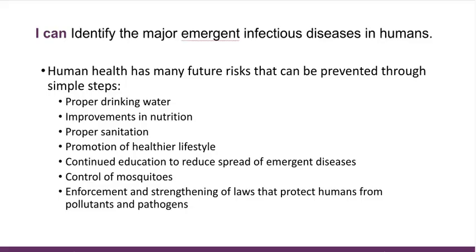Improvements in nutrition, proper sanitation. Sanitation means good, clean environments, clean streets, proper sewage disposal. People having a good, healthy lifestyle, you can prevent, even if you have genetic markers for things like cancers, many times people can prevent those genes from being expressed or turning on through living a healthy lifestyle, having a good weight, eating lots of fruits and vegetables and antioxidants, exercising.